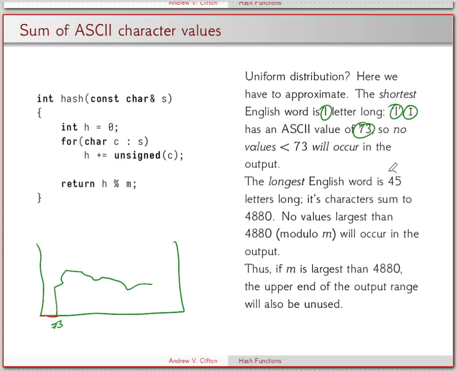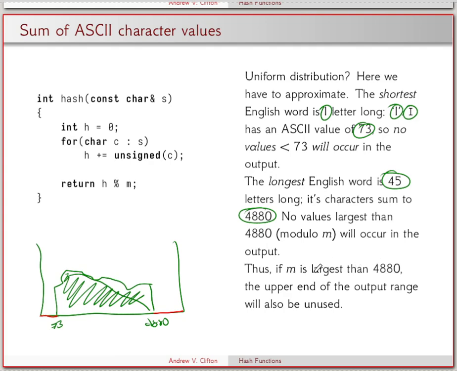The longest English word is 45 letters long. It's the name of a lung disease or something like that. If you add up the character values, you get 4,880 here. So if we drop this at 4,880, everything after that is 0. So this part of the histogram has stuff in it. It probably tapers off pretty quickly towards the end, but there's nothing else in there.